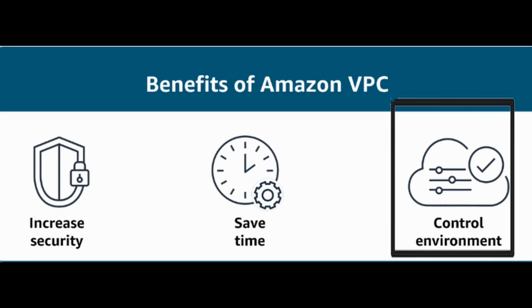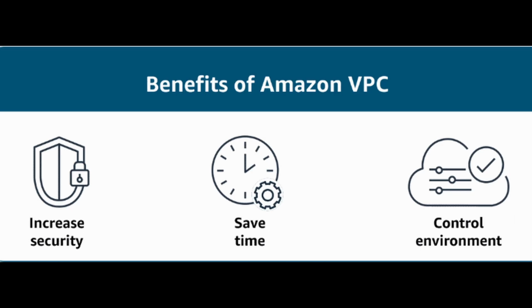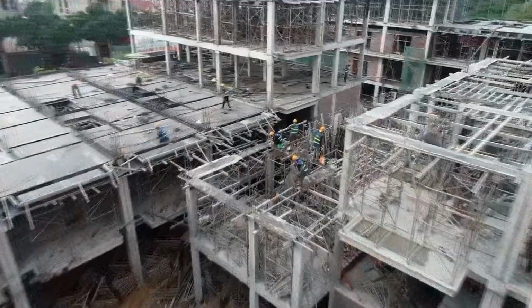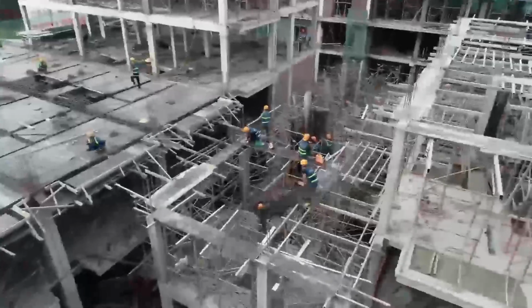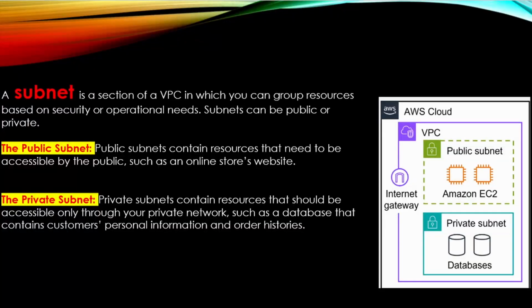Now you have your own private land, which is the VPC, but we don't just throw everything into this one big pile. We make a building full of rooms. These rooms in AWS are known as subnets. A subnet is a section of a VPC in which you can group resources based on security or operational needs. Subnets can be public or private.